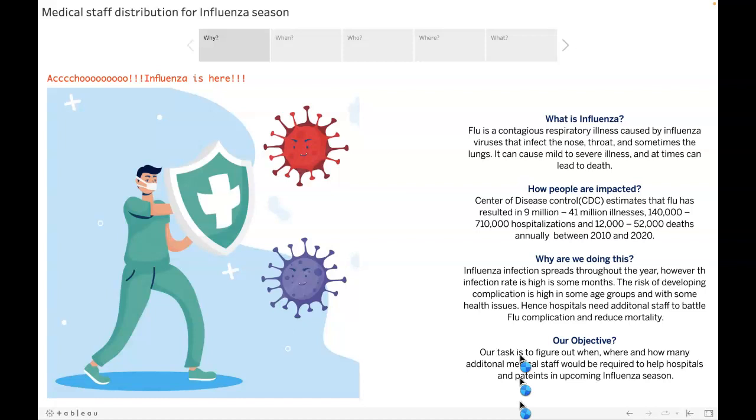Flu is a contagious respiratory illness caused by influenza virus. It affects the nose, throat, and sometimes lungs. According to the CDC, millions of people get infected with influenza every year. However, certain factors like age and underlying medical conditions can complicate influenza infection, leading to death.